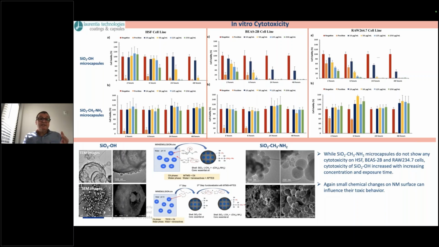We tested the silicon oxide nanoparticles. On the surface, in one type of particle, there are only hydroxyl groups. In the second type, there are amino groups. The bottom of the slide shows their characterization. Of course, we had to characterize them fully to make sure that this material is really what it is meant to be.